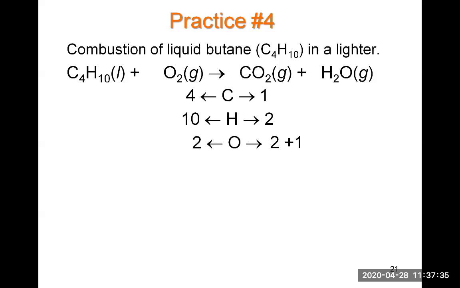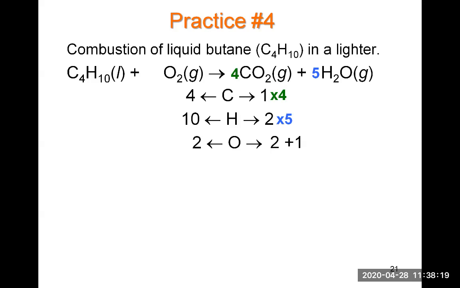So carbon, we have 4 on the left. We want to make it 4 on the right. So we will multiply by 4. And the coefficient 4 will go in front of CO2 because that's the molecule that has the carbon. And that will make 4 carbon on the right. Hydrogen, we have 10 on the left. And let's make it 10 on the right. We have a subscript of 2. If we multiply by 5, that will be 10. And so the coefficient 5 will go in front of water, and times the subscript 2 is going to be 10 hydrogens on the right.